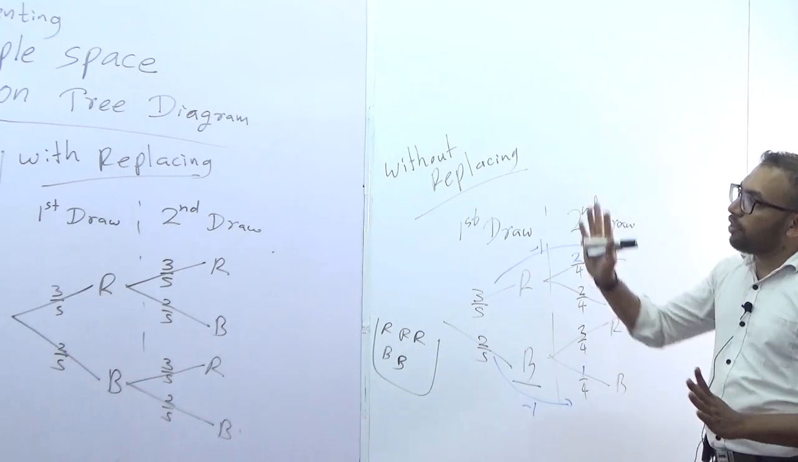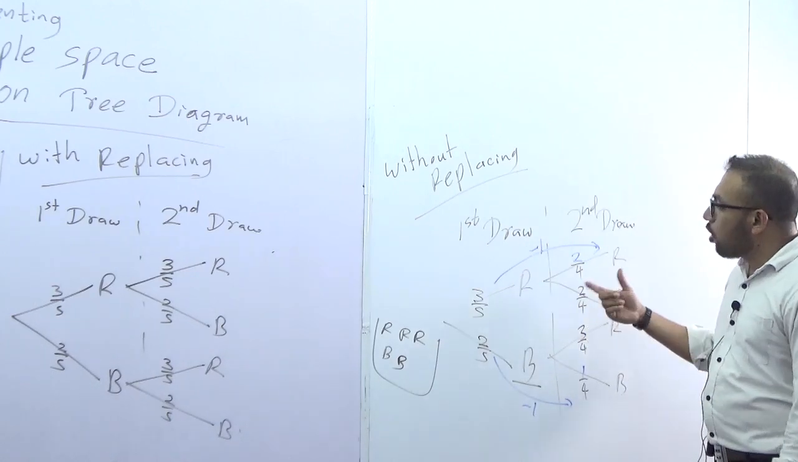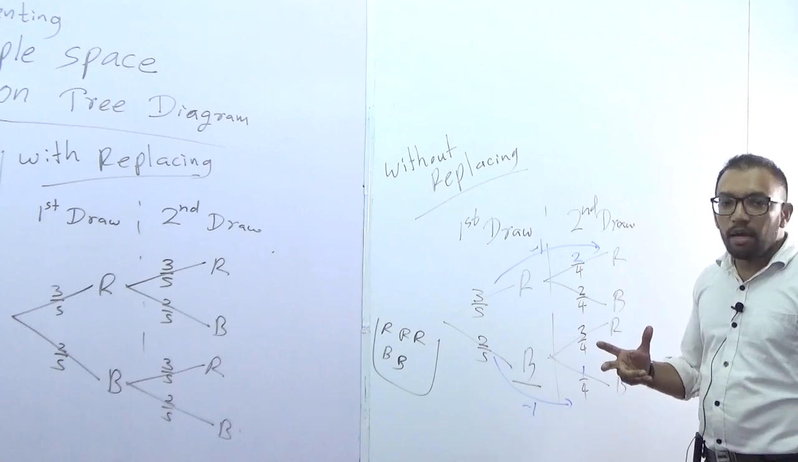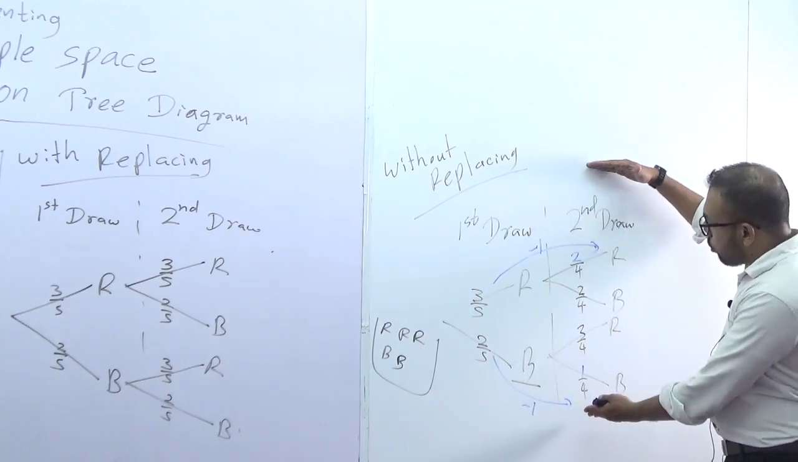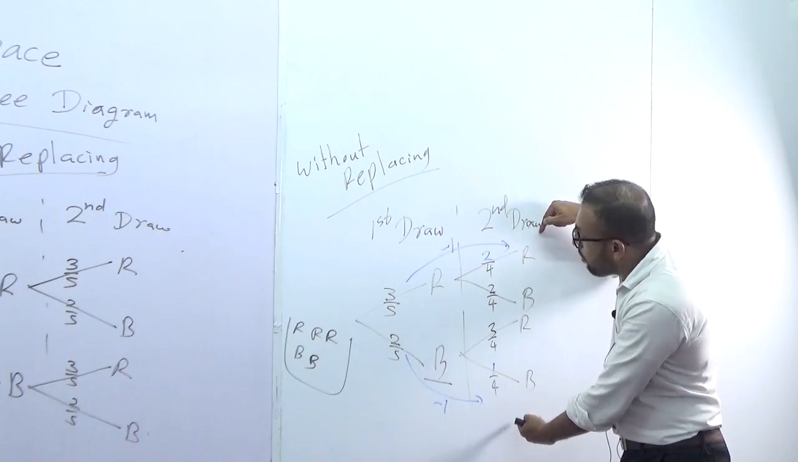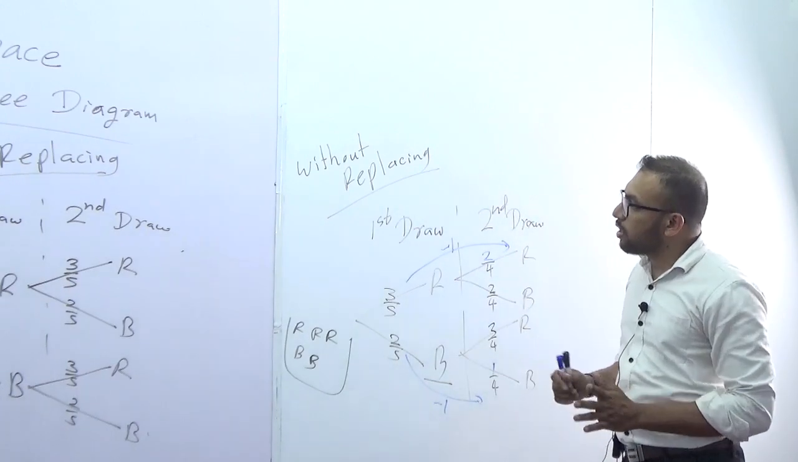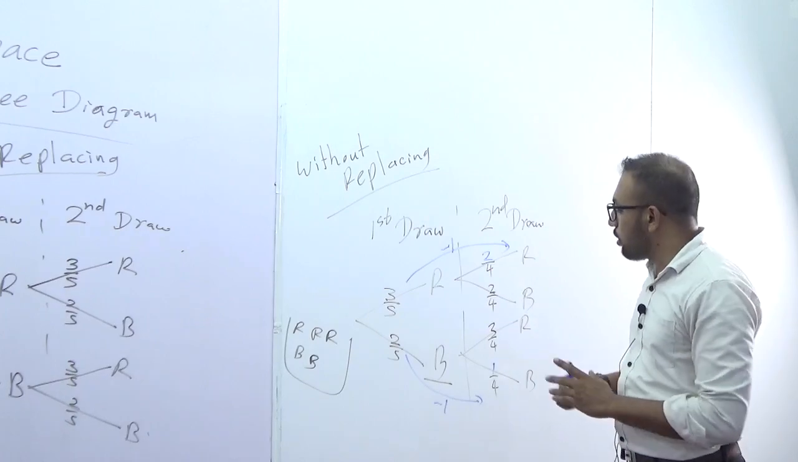Especially with replacing, no issues, but without replacing in the tree diagram most students get stuck. If you also have the same problem, get this shortcut. Without replacing, top and bottom, 1 by 1 we have to subtract. In every tree diagram question without replacing, you have to do that only.